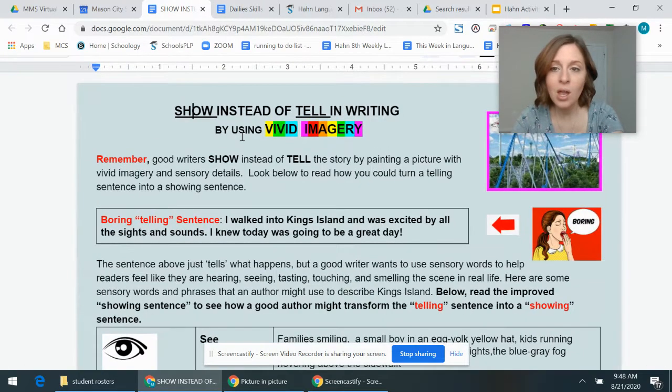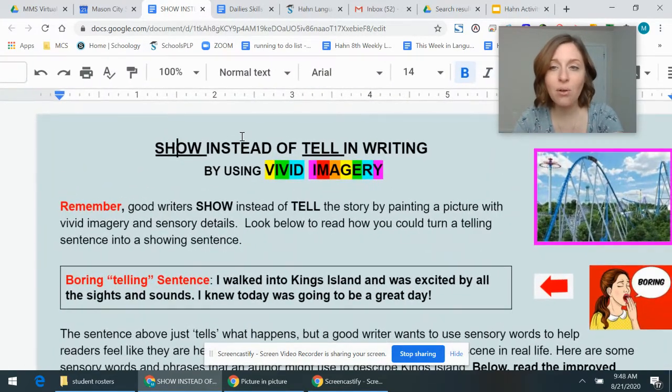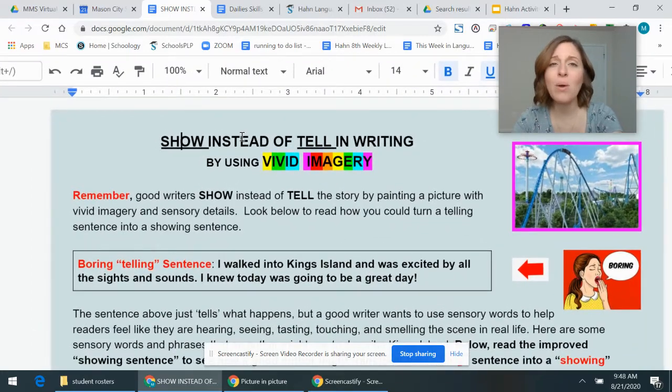One important phrase we use in seventh grade all the time is when you're writing, it's so important to show instead of tell by using vivid imagery. Remember, I'm going to read right here. Good writers show instead of tell the story by painting a picture with vivid imagery and sensory details. That means the things that you can witness with your five senses, which is sight, taste, touch, sound, and smell. Look below to read how you could turn a telling sentence into a showing sentence.